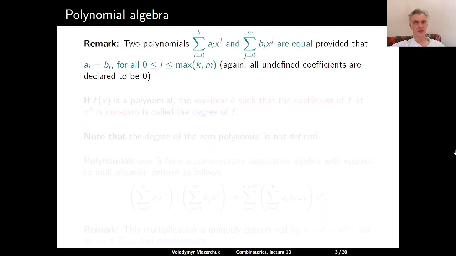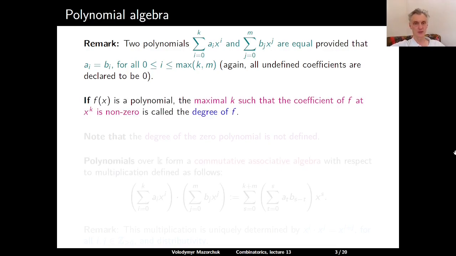We remark that two polynomials are equal, provided that they have the same coefficients. So the sum over i from 0 to k ai x to the power i equals the sum over j from 0 to m bj x to the power j, if and only if each ai is equal to bi for all i between 0 and the maximum of k and m. So in particular, as soon as some coefficient is not defined, it is declared to be 0.